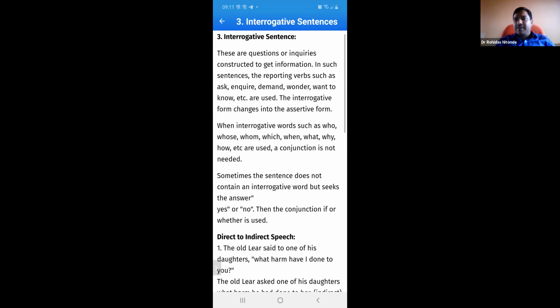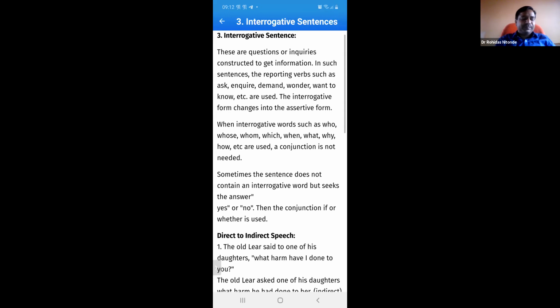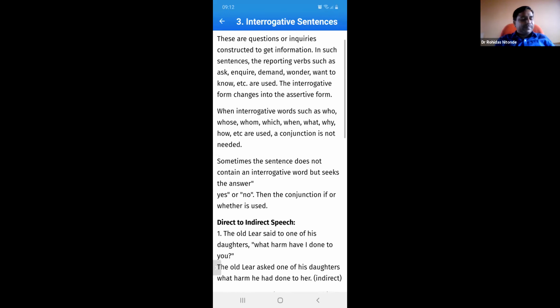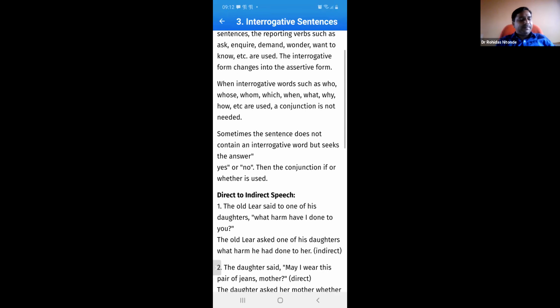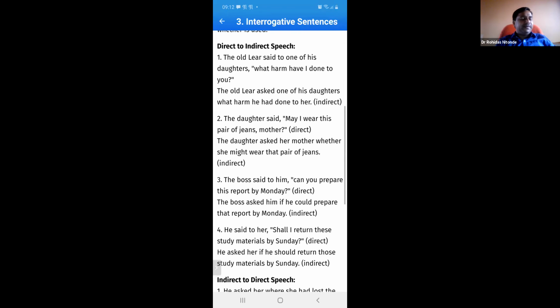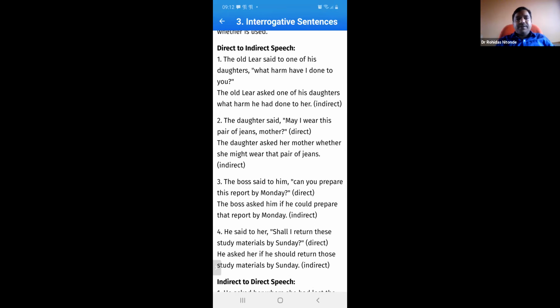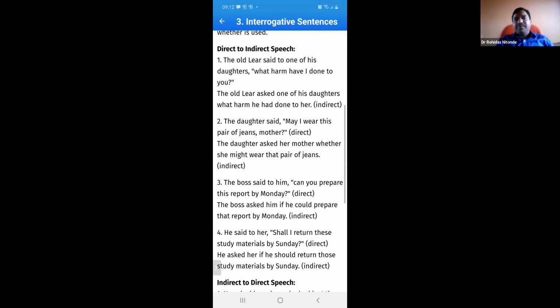I am sure all of you have understood this. Any difficulty, does anyone have any doubts? So let's move on to the next one. The next part is direct to indirect narration, changing from direct to indirect. Okay, here are some sentences. I want two volunteers from you, one for reading the direct sentence and the other for reading the indirect sentence. Yes, who is ready? Come on, those who are ready, raise your hands.